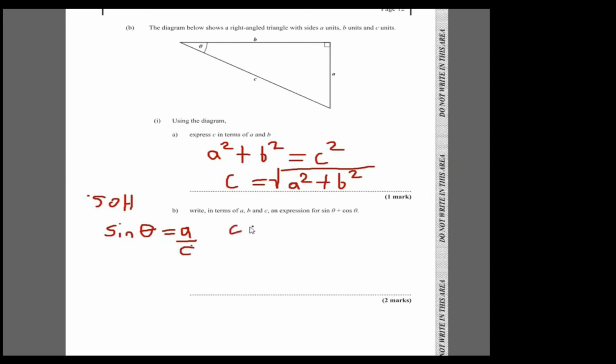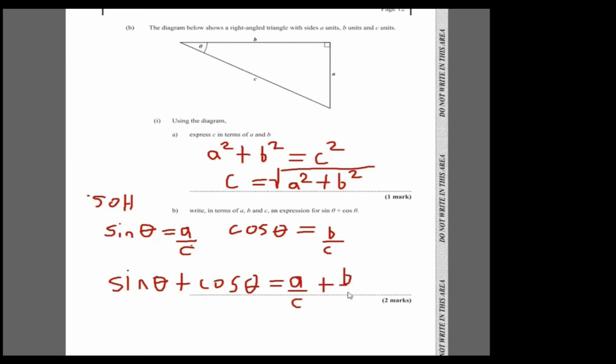And then they want cos theta. CAH. Cos theta is adjacent B over hypotenuse C. And so therefore what we're saying is sine theta plus cos theta is equal to A over C plus B over C. That's all we're saying. Nice and easy.